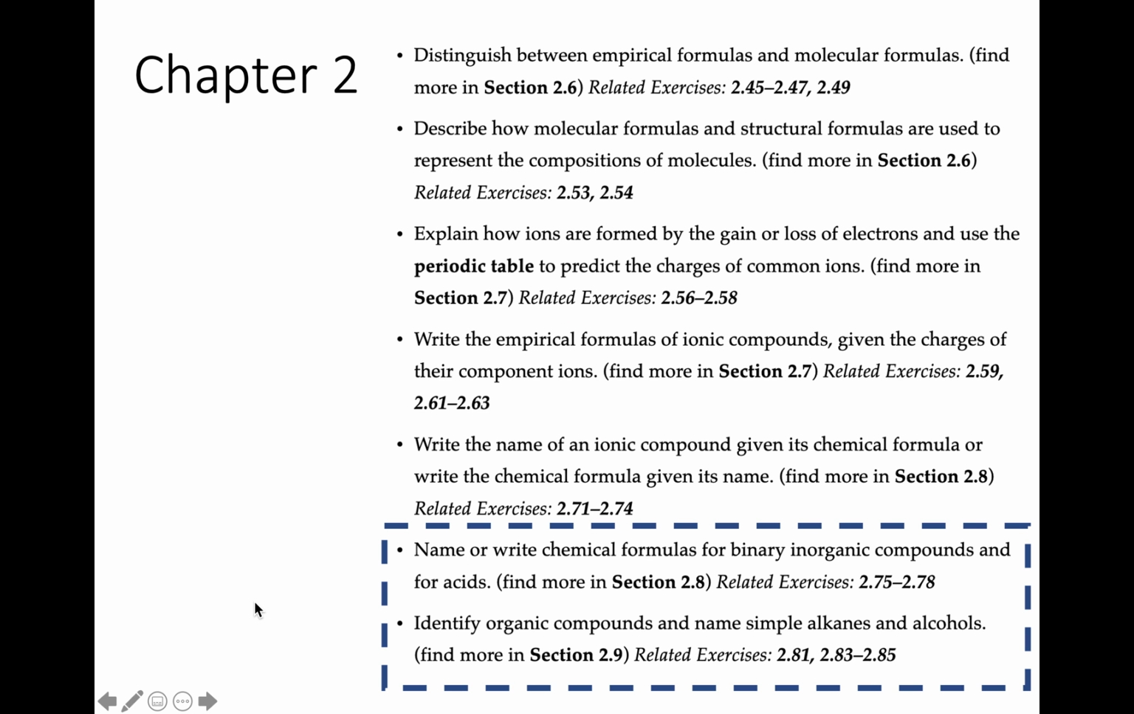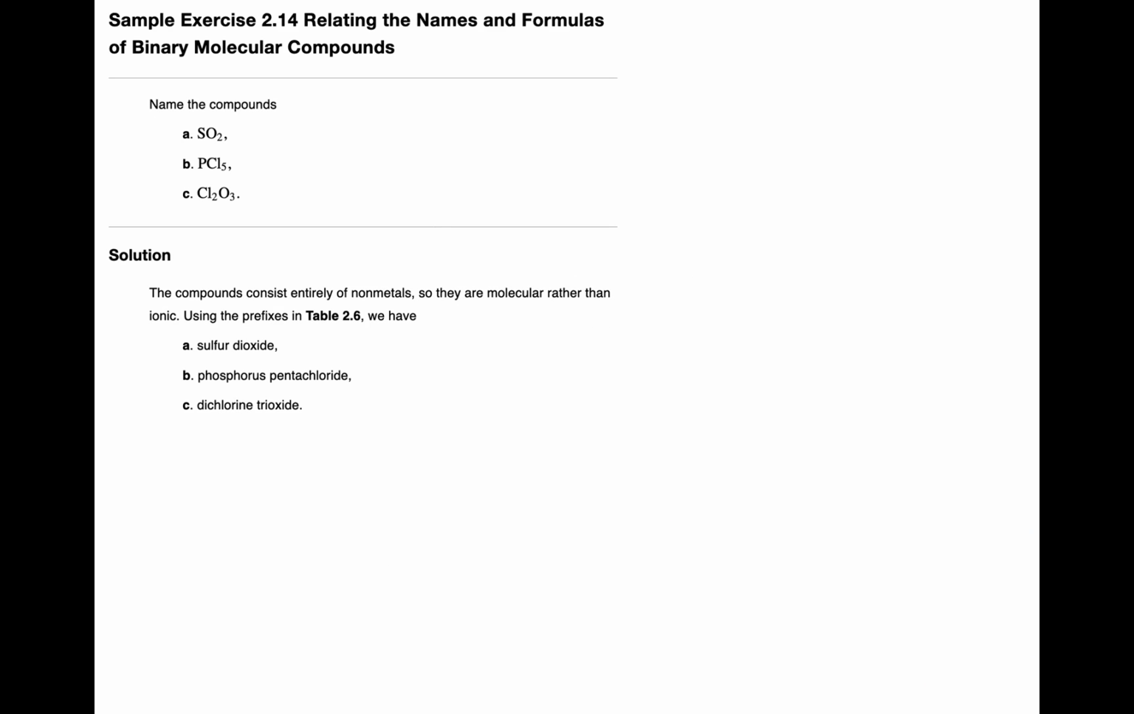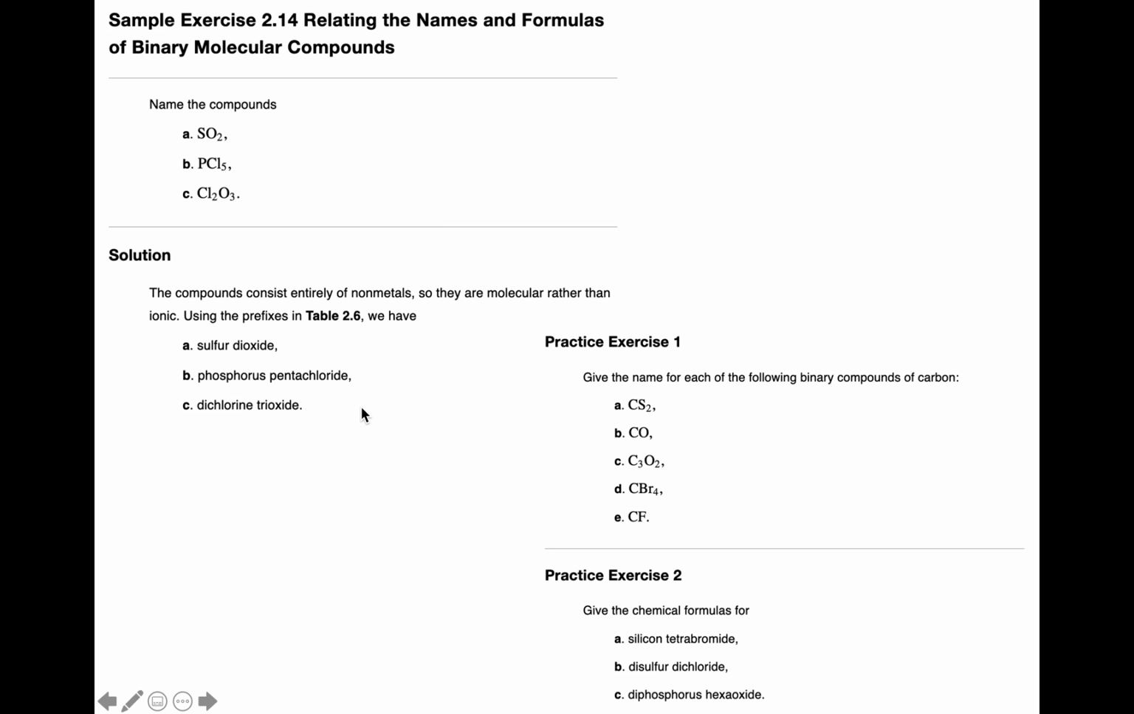I'm a little less clear about the naming to finish off the chapter, for binary inorganic compounds and organic ones. Here's a sample exercise involving binary molecular compounds. If you need more information on this, check out the supplemental information that's shown within the chapter for this sample exercise. The subsequent practice exercises are listed here. I would recommend giving those a try.